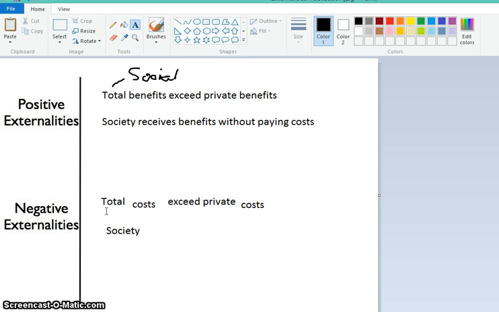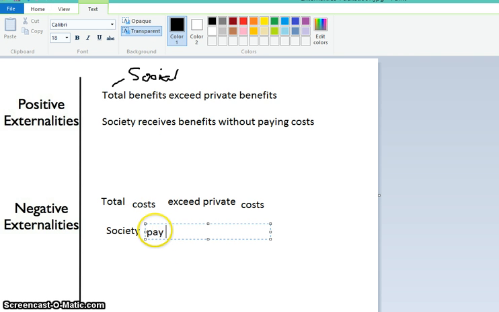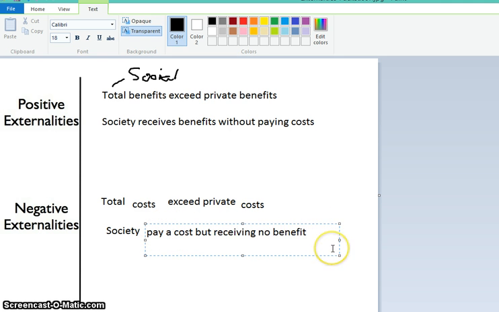So no longer here are people not involved in this transaction getting a benefit. They're paying a cost. It is hurting them. So in this sense, society is not receiving a benefit. They are paying a cost but receiving no benefit. And this doesn't sound quite as great. This doesn't sound quite as cool.